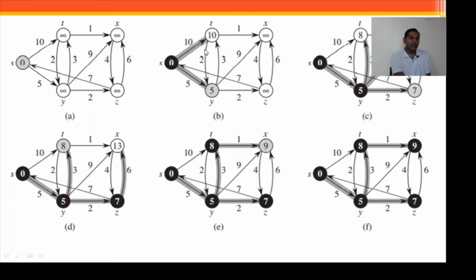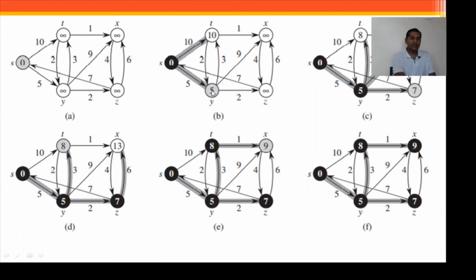Next, S has been completely visited, so we will darken or black out this particular S vertex. After that, the remaining weights of the vertices are 10, infinity, infinity and 5. Out of these four, 5 is the minimum, which is extracted from the queue, and we will choose this. Once we choose it, we are supposed to relax all the vertices which are adjacent to Y.